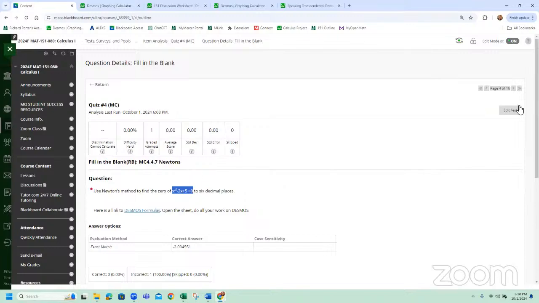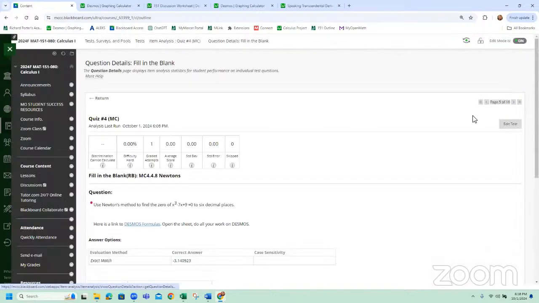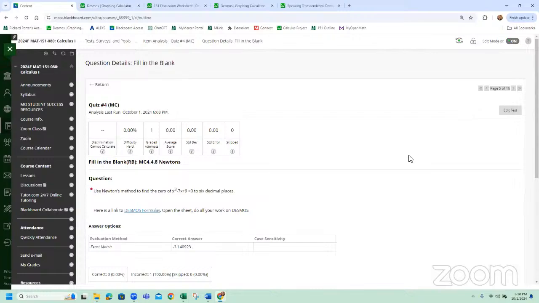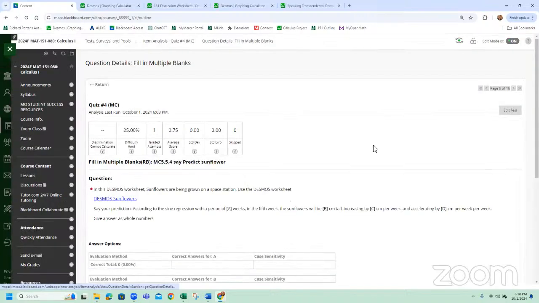That's another one that you might have to do, a Newton's method. It's perfectly easy enough to do. This is another Newton's method. I'm not going to do another Newton's method.